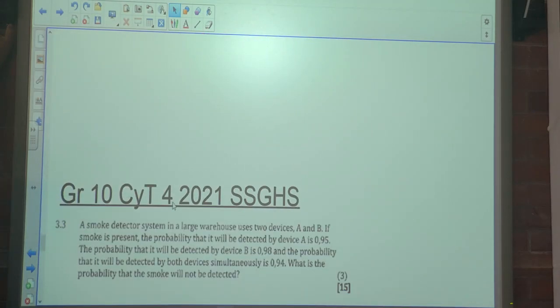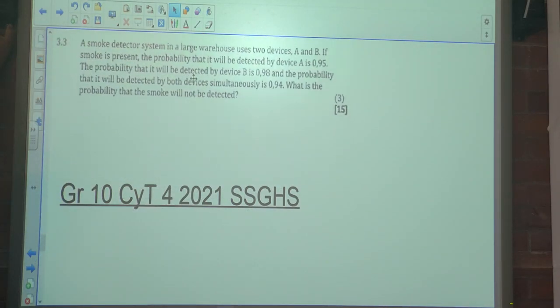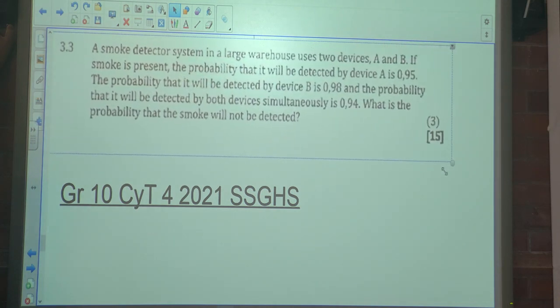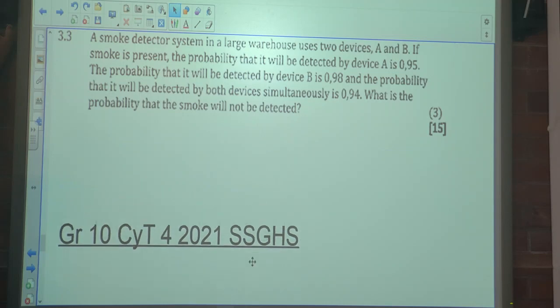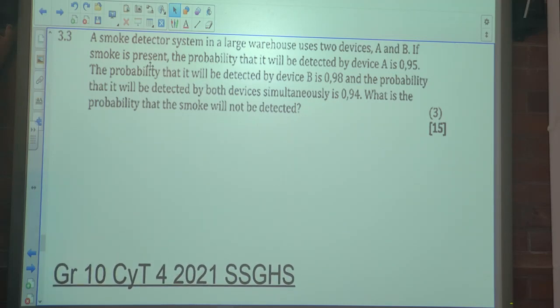Let's go to the next one. A smoke detector system in a large warehouse uses two devices, A and B. If smoke is present, the probability that it will be detected by device A is 0.95.